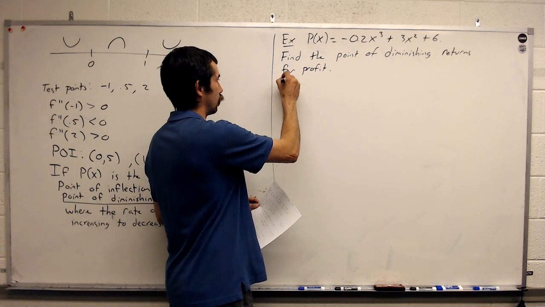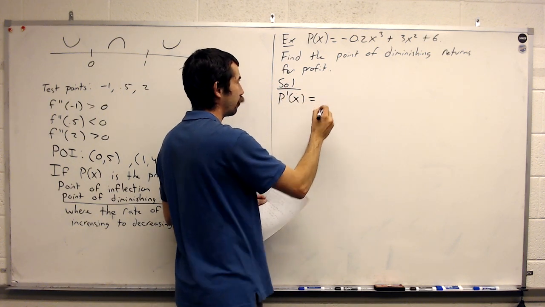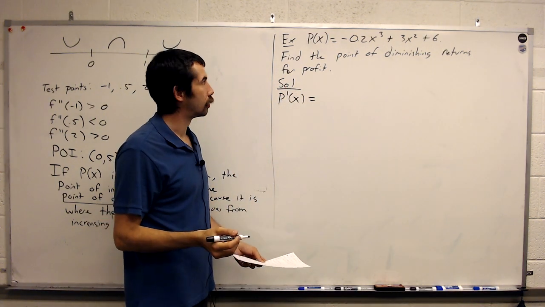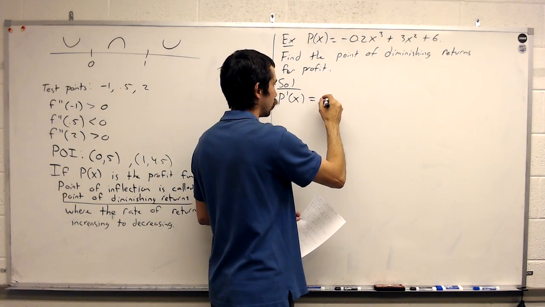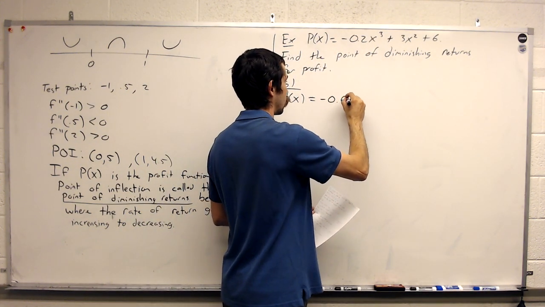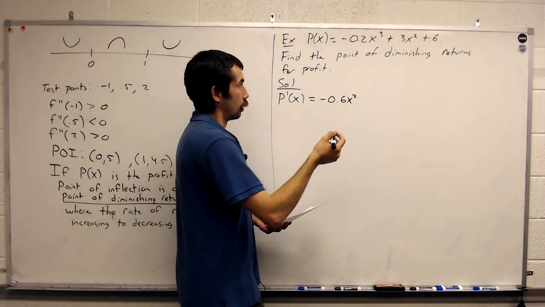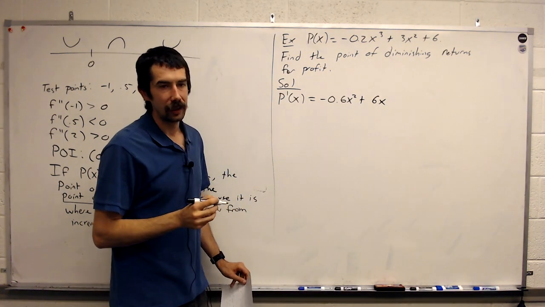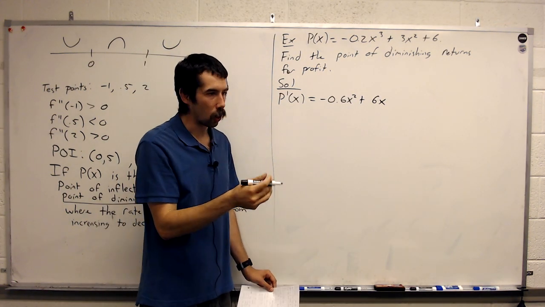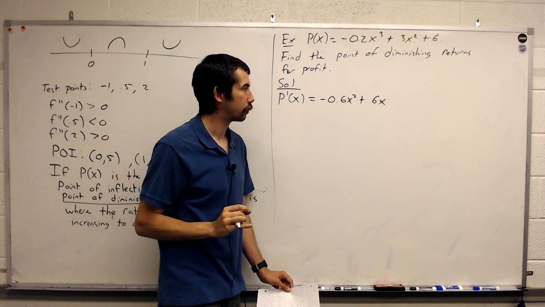So we need the second derivative. But to get the second derivative, we need the first derivative. All right, so how do we get the first derivative? We bring the power in front. Subtract 1 from the power. Do that again. And then the derivative of 6, of course, is not 6. It's 0.